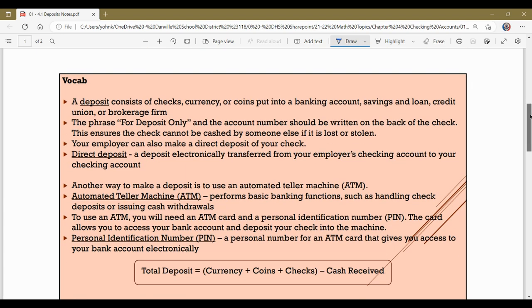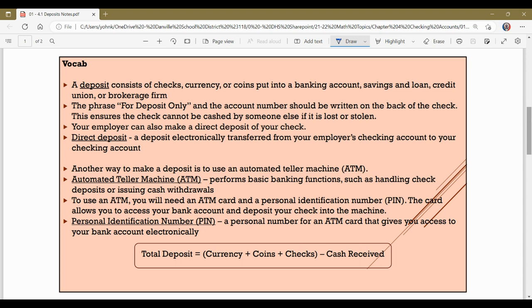So a deposit consists of checks, currency, or coins that you put into a banking account or a savings and loan or a credit union or a brokerage firm. Basically, if you're putting money into an account, a checking account, a savings account, a money market account, a CD, this is called a deposit.